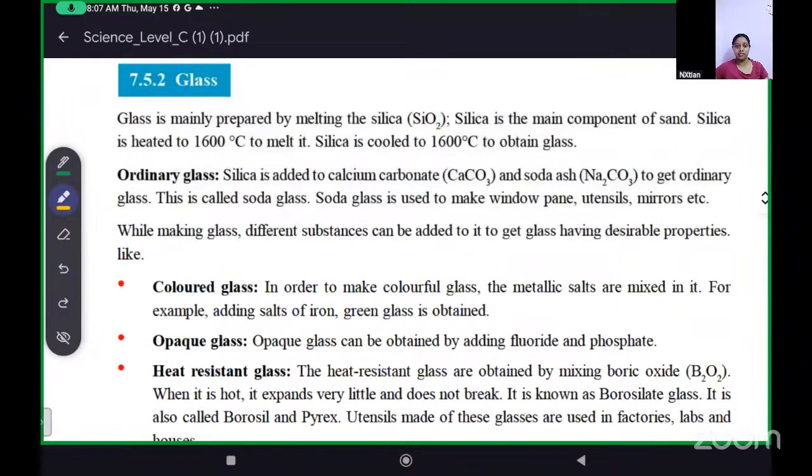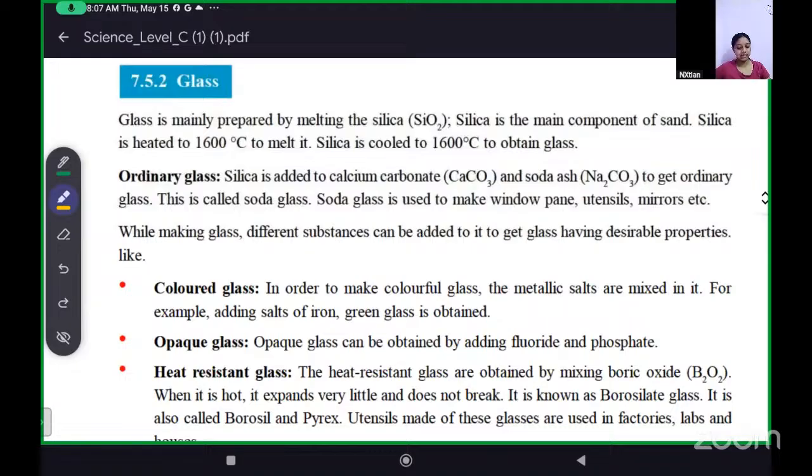Then comes another material known as glass. What is glass? Glass is mainly prepared by melting silica. Silica is the main component of sand. Silica is heated to a very high temperature to melt it. I think there is a mistake here in the temperatures. I'll confirm this part and let you all know.